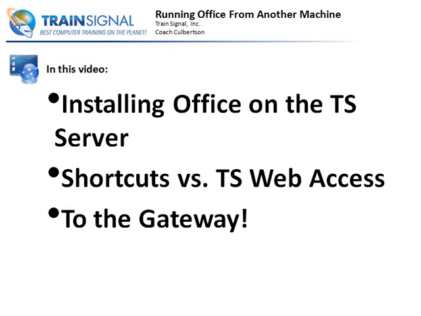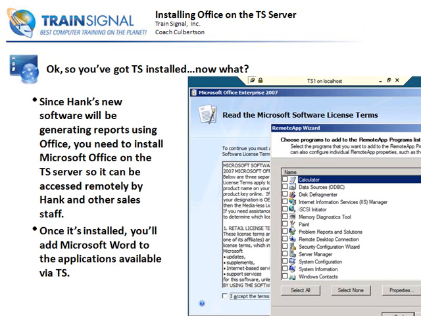Okay, so let's go ahead and get started with this. You've got Terminal Services installed, so what we're going to be doing is, you already know that Hank's new software is going to be using Microsoft Office to build those reports, and we're not entirely clear on how all that's going to work yet, but we know we need to get Office installed on the Terminal Services server so it can be accessed remotely by Hank and by other sales staff.